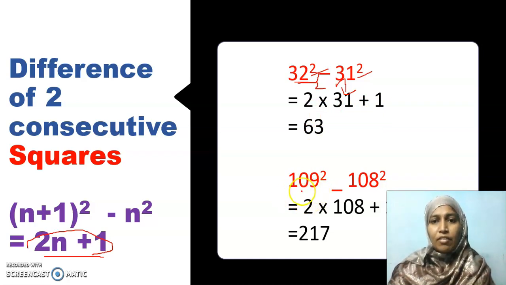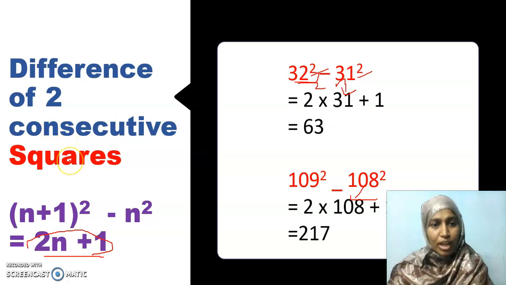Now again, if I take one more example, 109 minus 108. What is n? 108. 2 into 108, 216. 216 plus 1, 217. Is it clear, my dear children, how to find the difference of two consecutive square numbers?